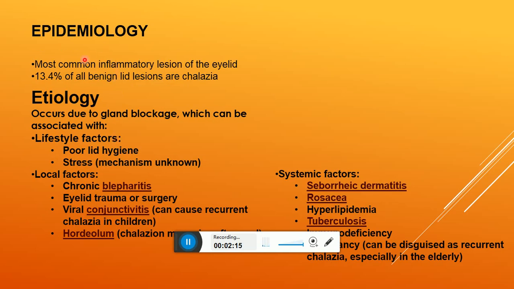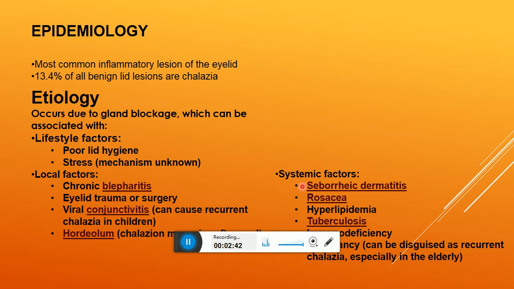Epidemiology: it is the most common inflammatory lesion of the eyelid. About 13.4% of all benign lid lesions are chalazia. There are a lot of risk factors such as poor lid hygiene, stress, blepharitis, eyelid trauma, surgery, conjunctivitis, viral infection, in which case it can cause recurrent lesion in children, hordeolum.